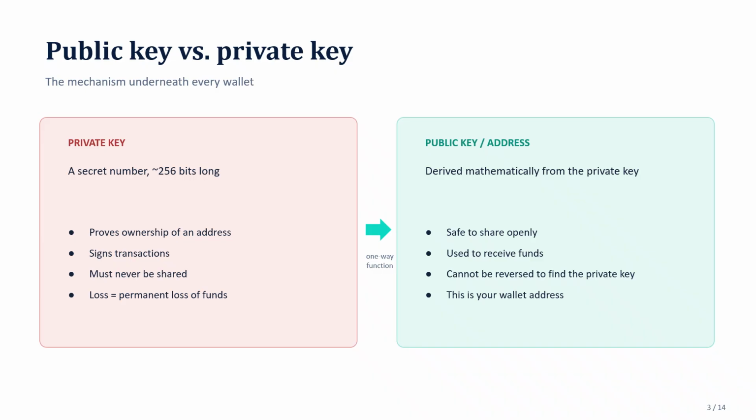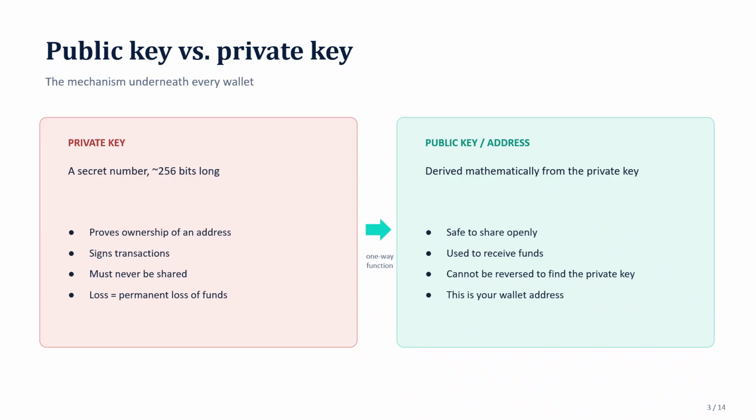Now we are going to see what a public key and a private key are. Every wallet rests on a pair of keys. The private key is a huge random number. Keep this secret always. From it, using elliptic curve math, we derive a public key, which is safe to share. That's what becomes your receiving address. The relationship is one directional. You can go from private to public easily, but there is no way to reverse a public key back into the private key.